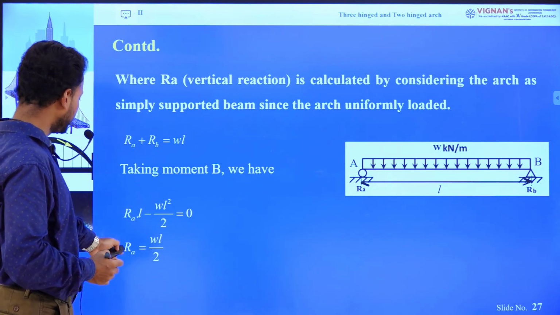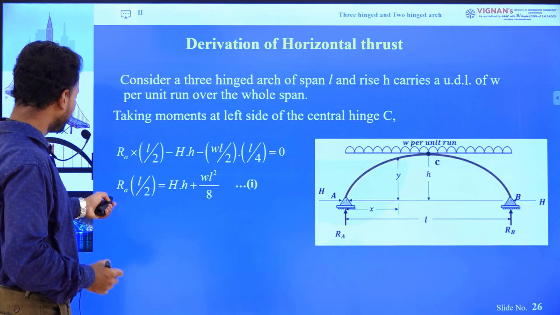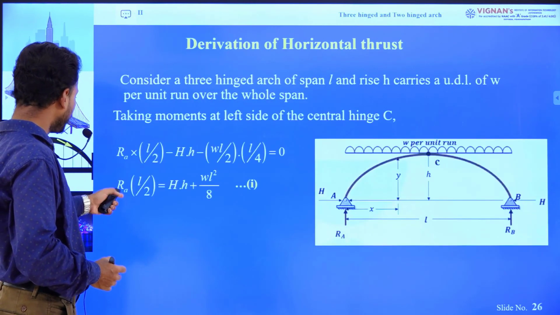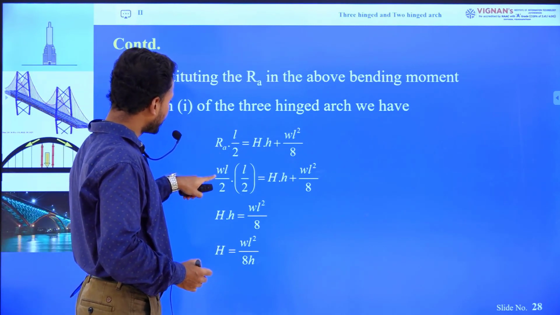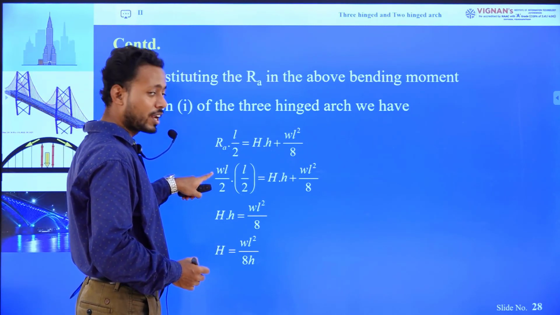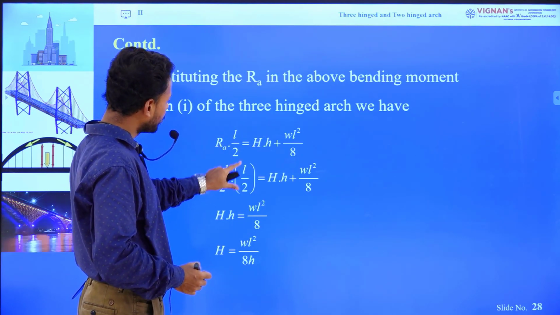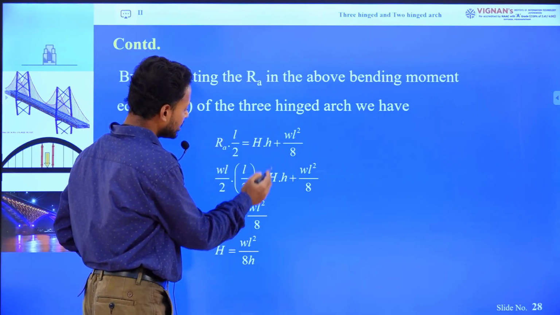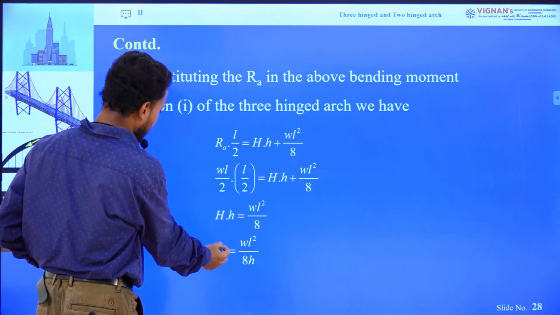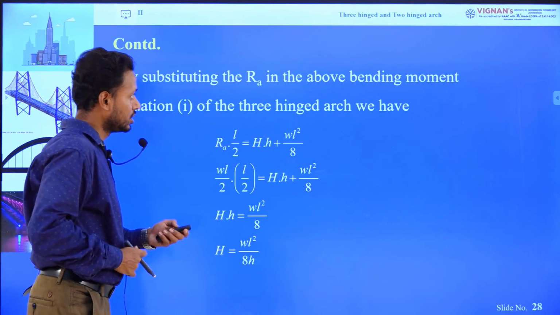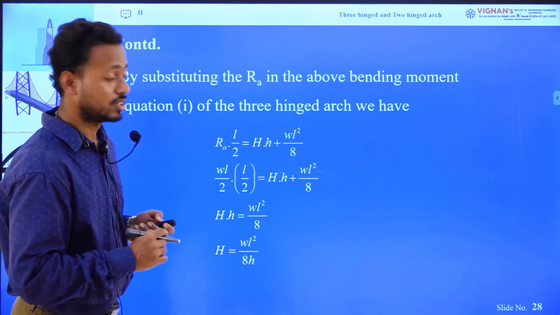So we will put this RA value in this equation. So we have WL by 2 into L by 2 equals H into h plus WL square by 8. So we have H equals WL square by 8h. So this is the horizontal reaction of an arch structure.